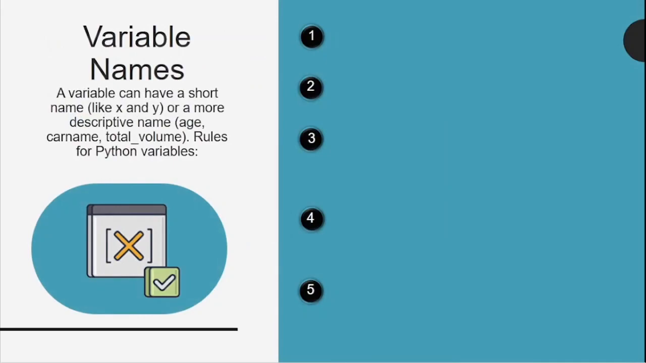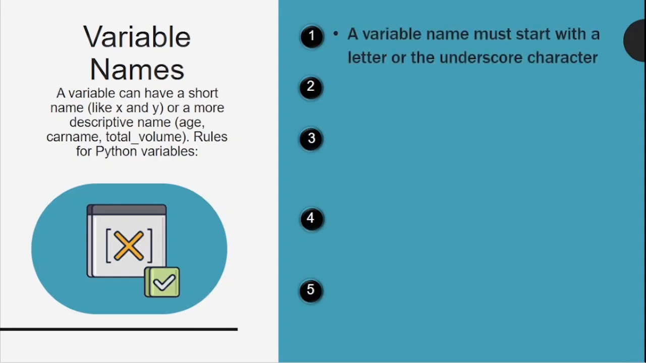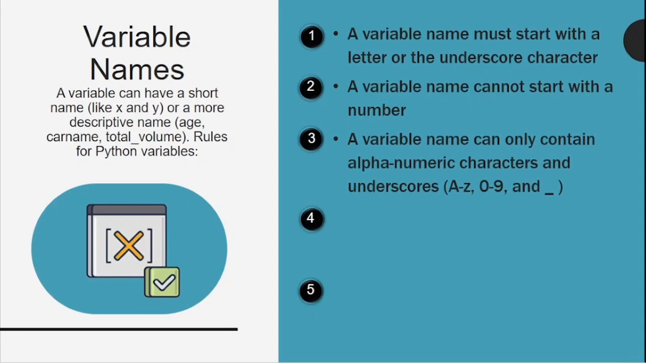So let's talk about the variables and their names and the rules that we need to obey whenever we are creating variables. A variable can have a short name like x or y, or a more descriptive name like age, car name, total value, and we have some more rules for Python variables. Number 1, a variable name must start with a letter or the underscore character. A variable name cannot start with a number. A variable name can only contain alphanumerical characters and underscores. For example, A to Z or 0 to 9 and underscore.